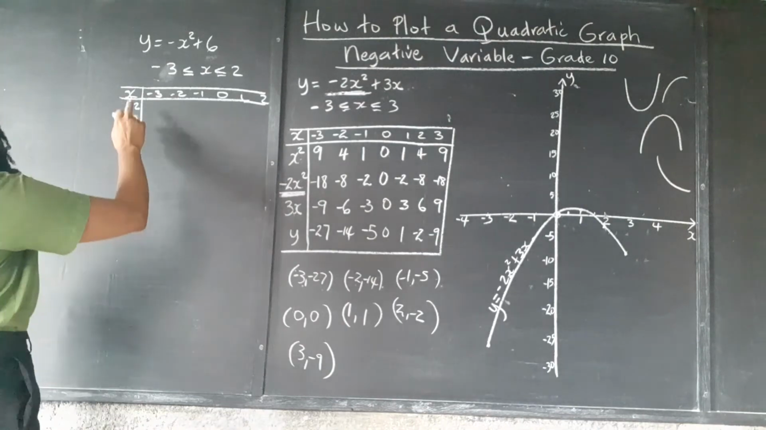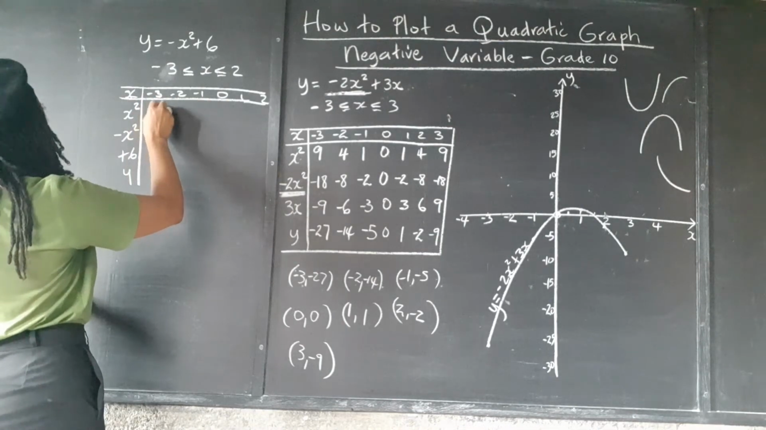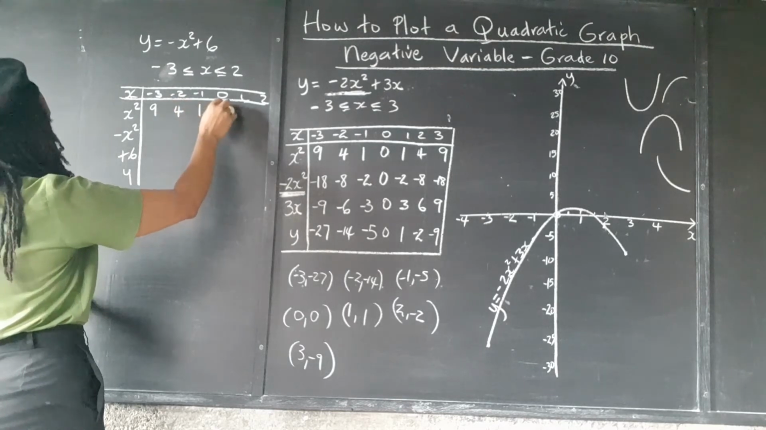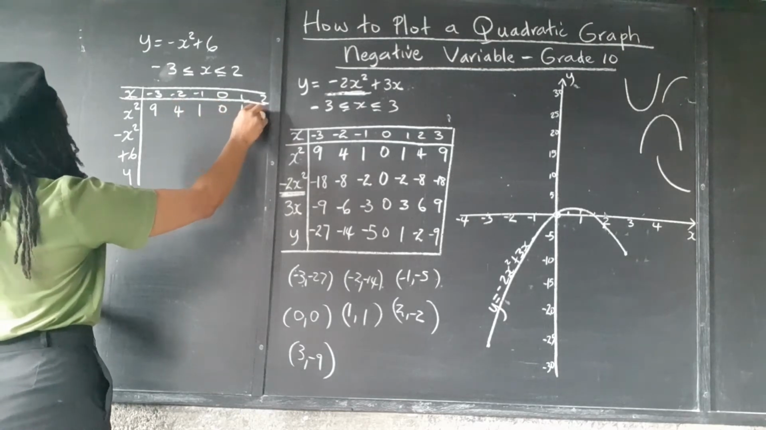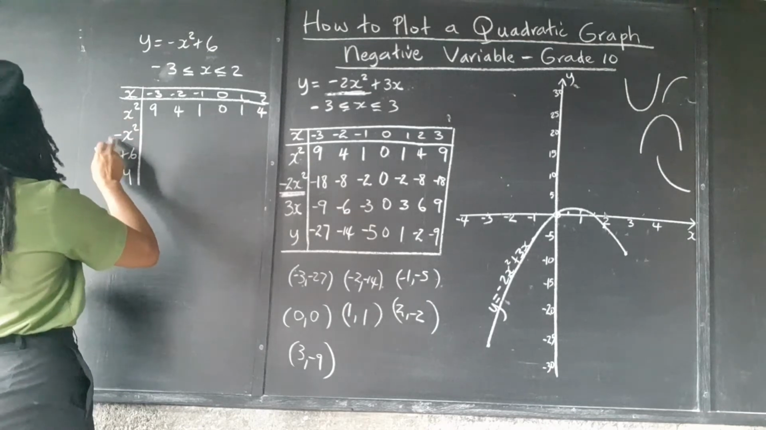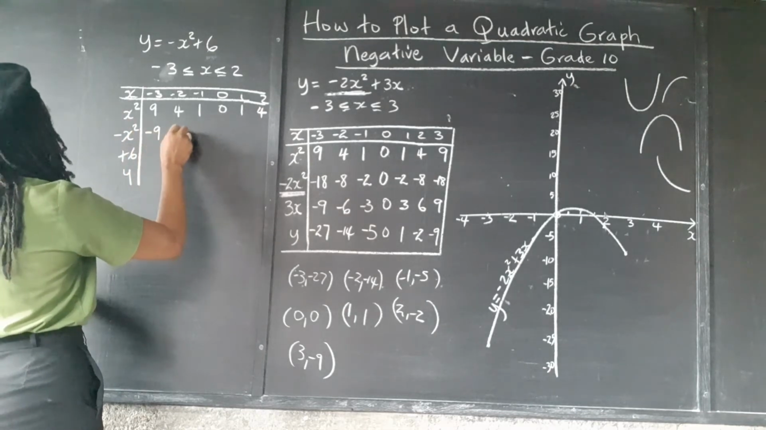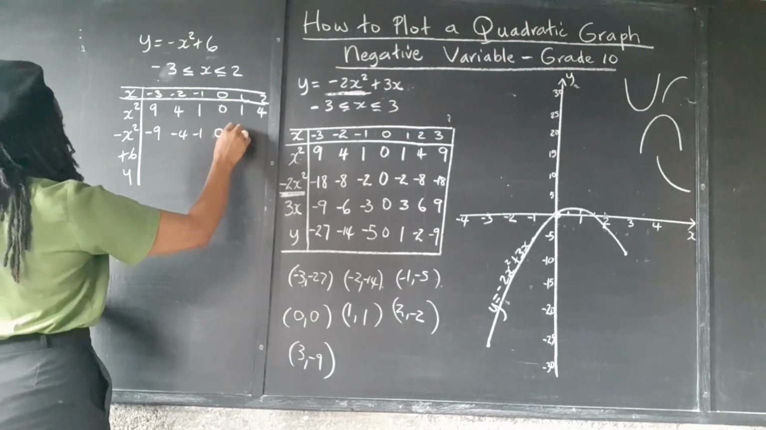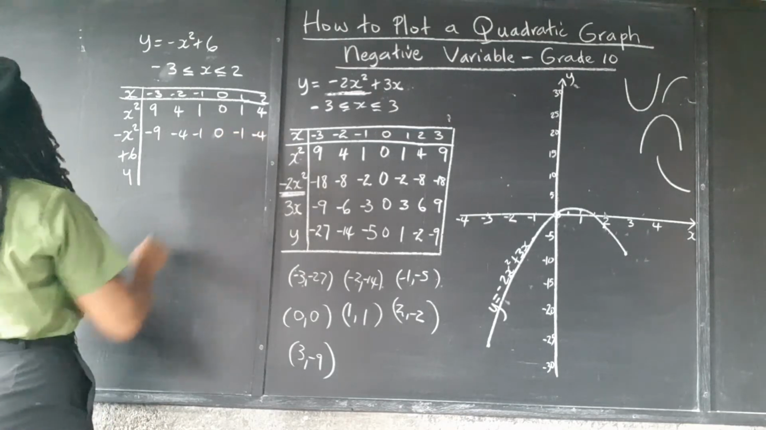So, squaring each of these, negative 3 squared, that's 9, negative 2 squared, that's 4, negative 1 squared is 1, 1 squared is 1, 2 squared is 4. Now we make them negative, just change them to negative, because it's negative x squared. And now we add 6.